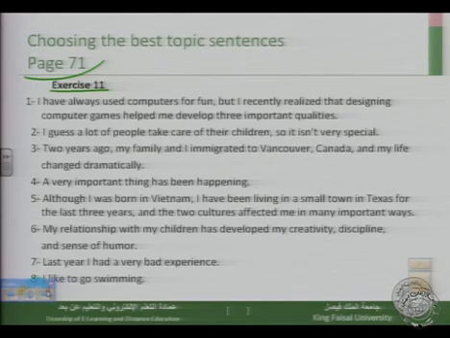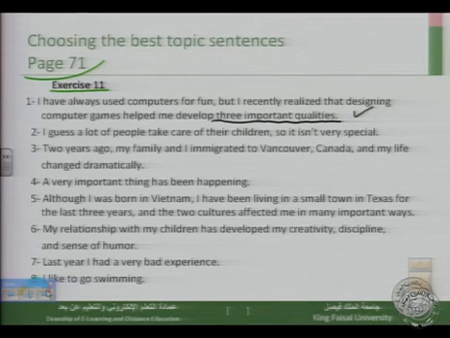Number one: I have always used computers for fun, but I recently realized that designing computer games helped me develop 3 important qualities. What do you think? In this topic sentence, he mentioned that he will speak about his qualities, and he just selected 3 important qualities to speak about. So here he is going to speak about designing computer games and how it helped him develop 3 important qualities. This is a good topic sentence. I like it. The reader will know what the writer is going to write about, or what are the points that the writer is going to develop.